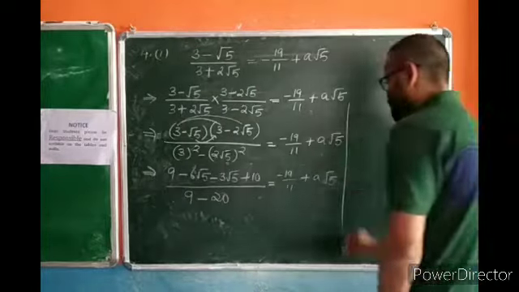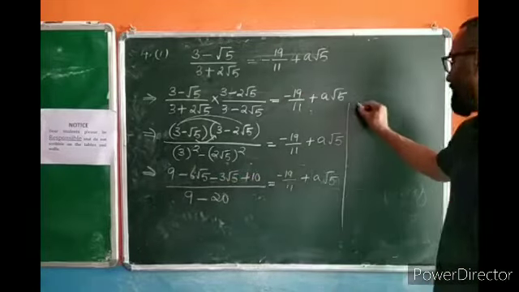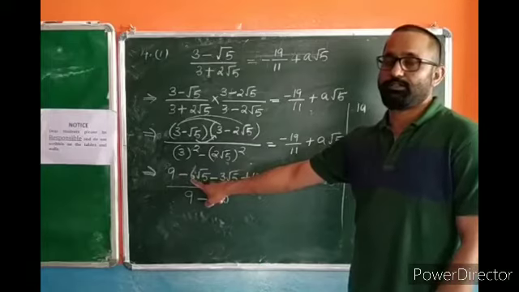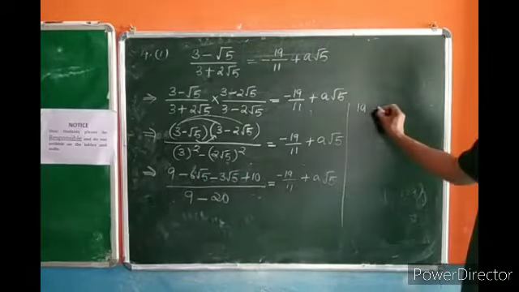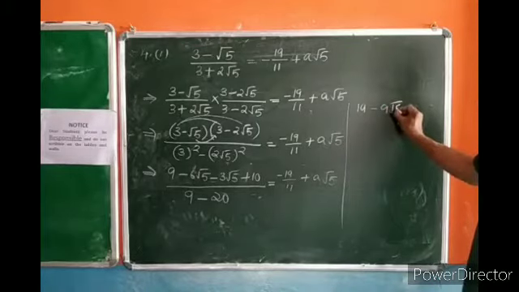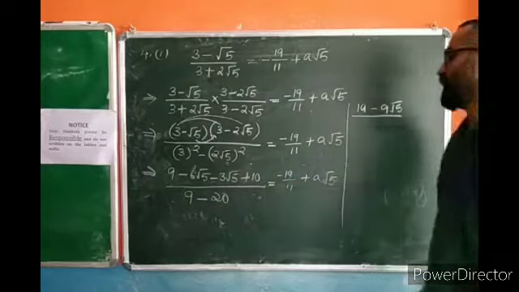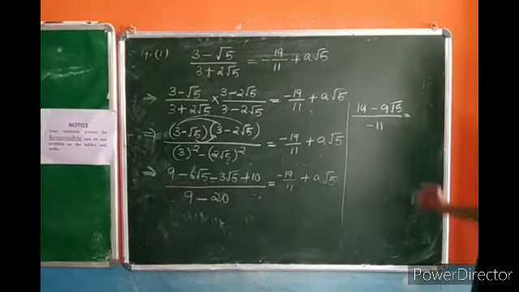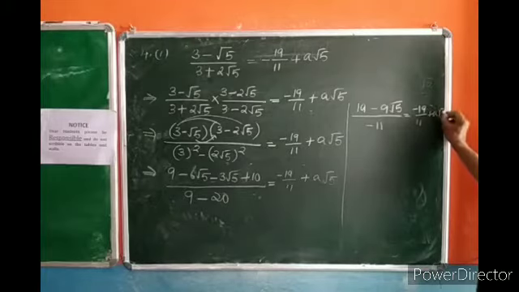Simplification now. 9 plus 10 is 19. Minus 6 root 5 minus 3 root 5 is minus 9 root 5. Divided by, subtract the denominator, you get minus 11, equal to minus 19 divided by 11 plus A root 5, right hand side.